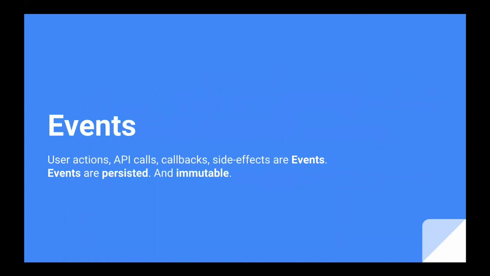First, events. Events are user actions, so a user publishing a post, for instance. That can be an API call, can be some sort of callback, can be a side effect. All those things are events. And they are persisted in the database, and they are immutable. So let's go through that.